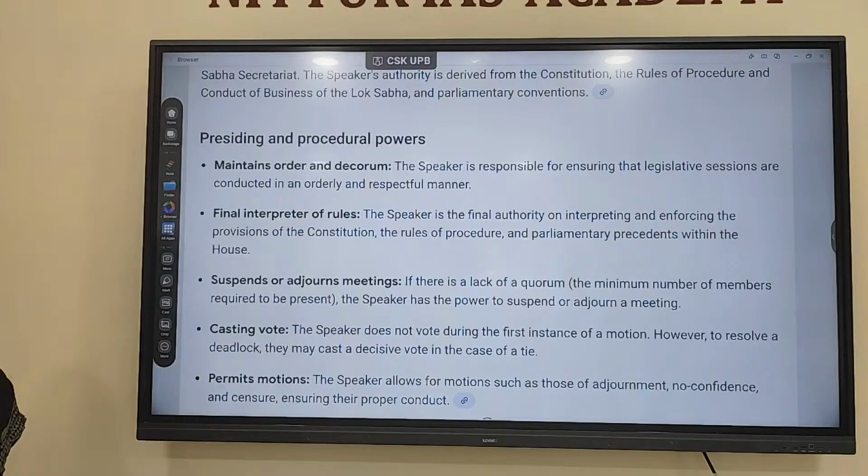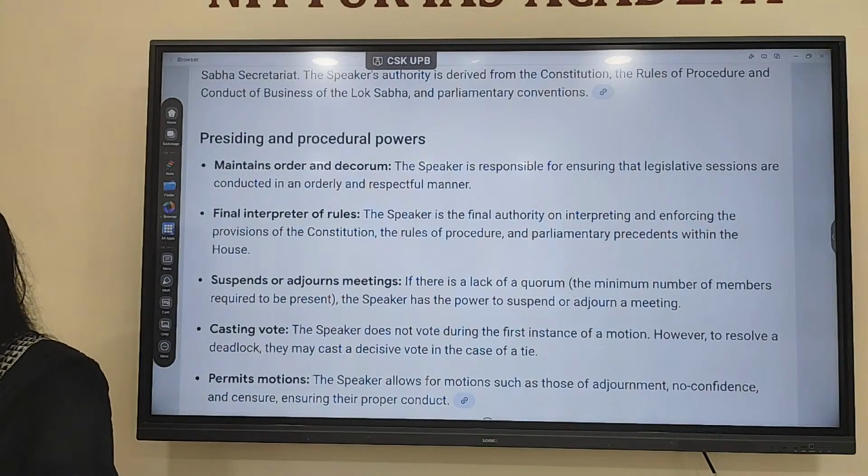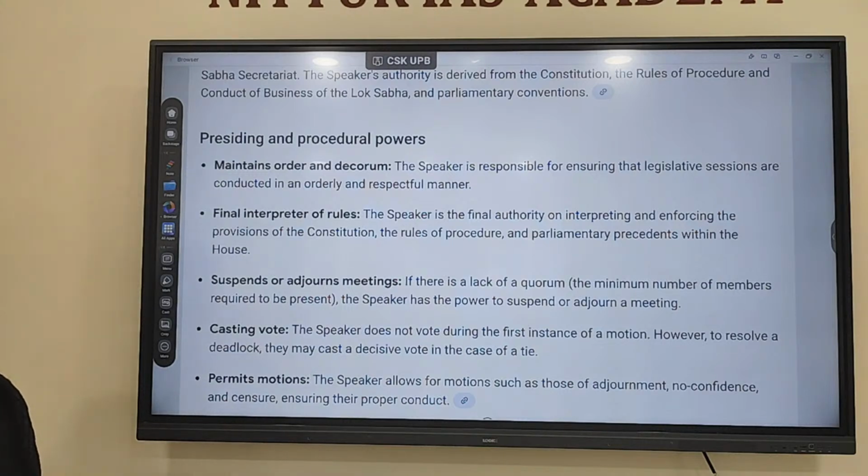And also during the session there should be a healthy debate, healthy discussion should go on. Okay, if there is any violence, if there is any defamation, the Speaker will tell adjournment, postponing the meeting for several hours or several minutes or several days.